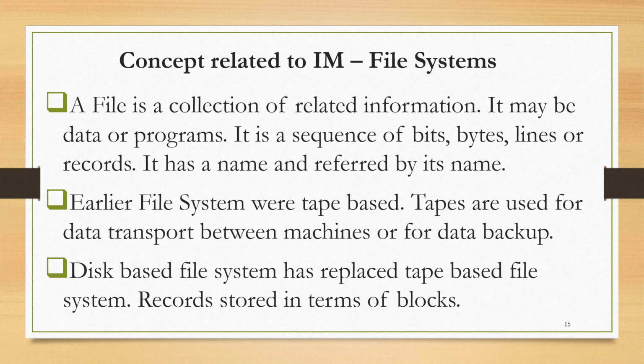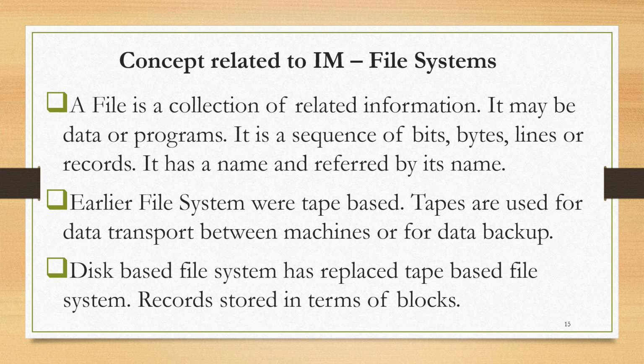Now what is this file system? A file is a collection of related information. It may be data or programs. It is a sequence of bits, bytes, or lines, referred to by a name. So each file has a name. Now when we refer to a file, we refer by file name. And a file contains information like programs.